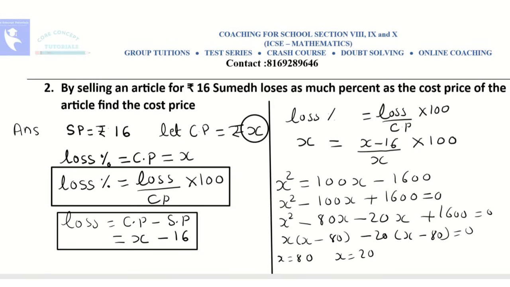Fine. So what will be the final answer? The final answer, the cost price of the article is rupees 20 or rupees 8. I hope this is clear, students. You will practice this kind of sum from your textbook.